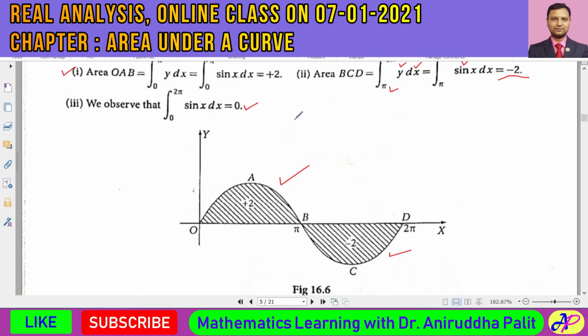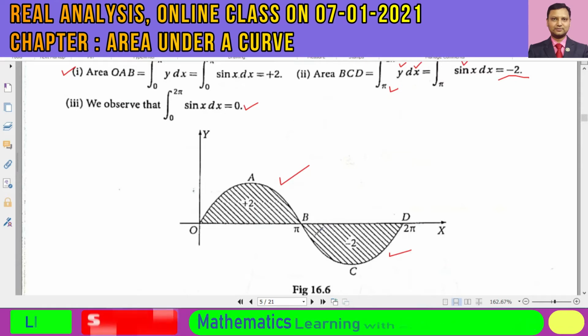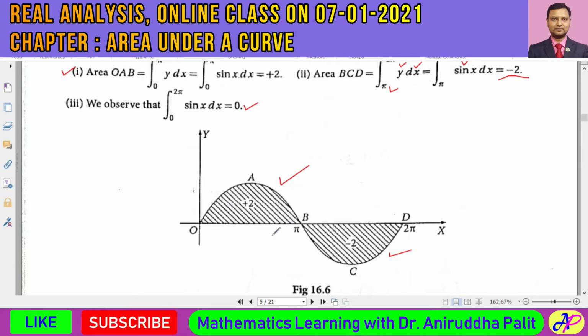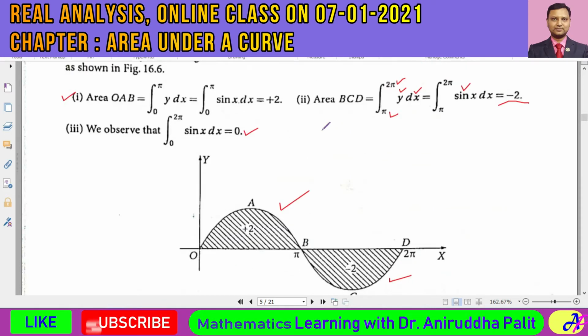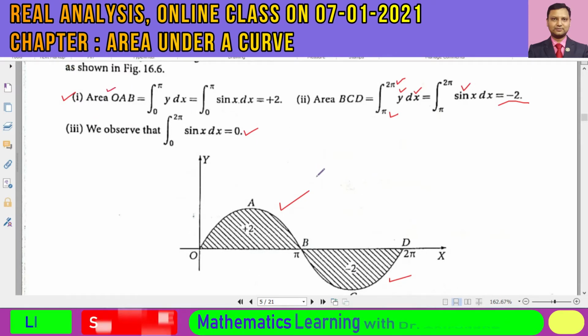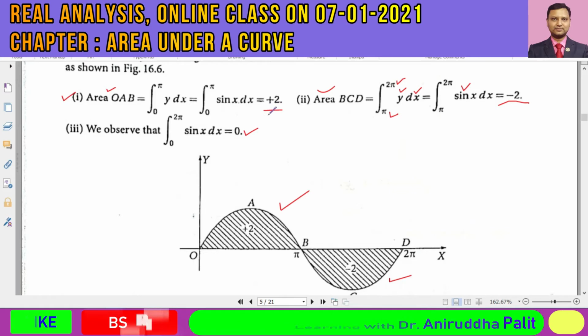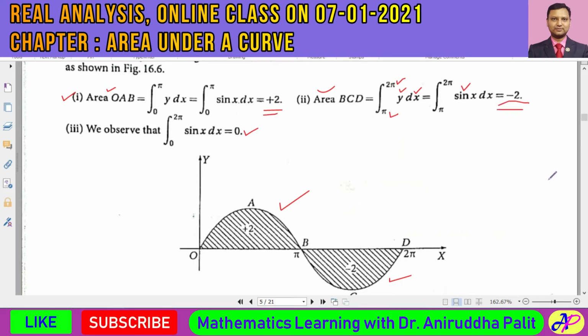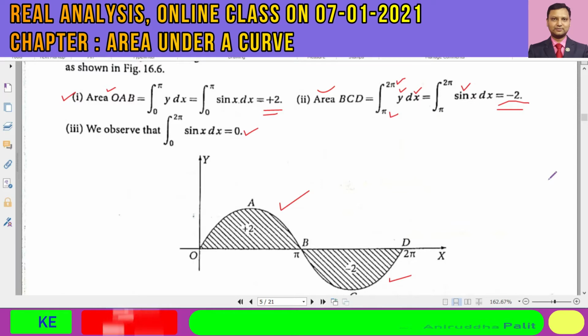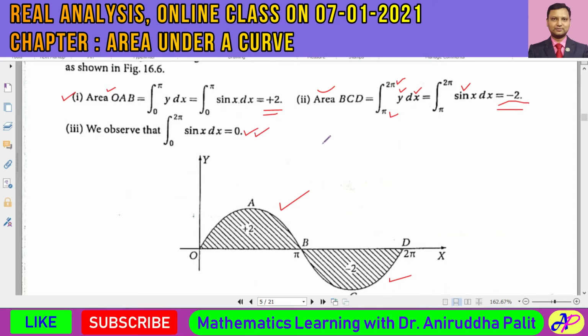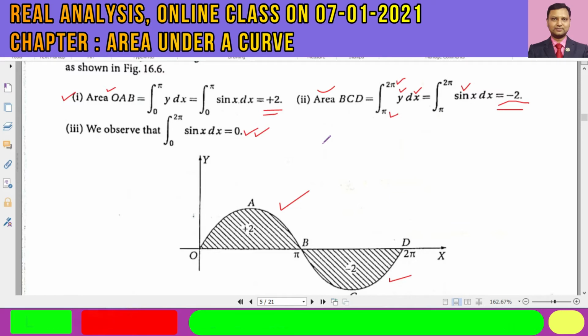Firstly, you will have to say that this curve is positive between 0 to pi and negative between pi to twice pi. So we first find the individual area from x equal to 0 to x equal to pi, and then from x equal to pi to x equal to twice pi we compute the second area. The first area becomes plus 2, the second area becomes minus 2, and if we add them up, we get the total area as 0.